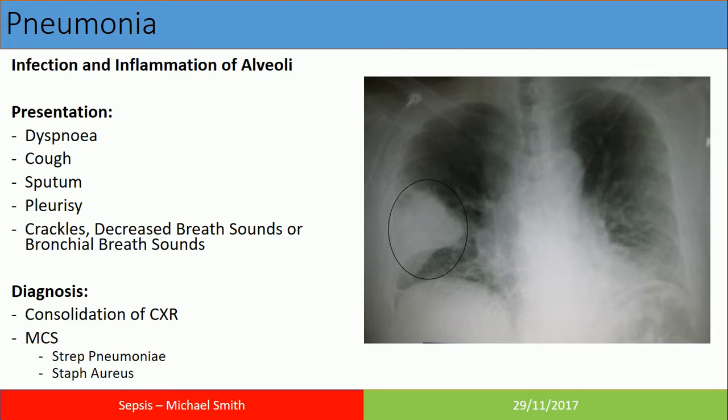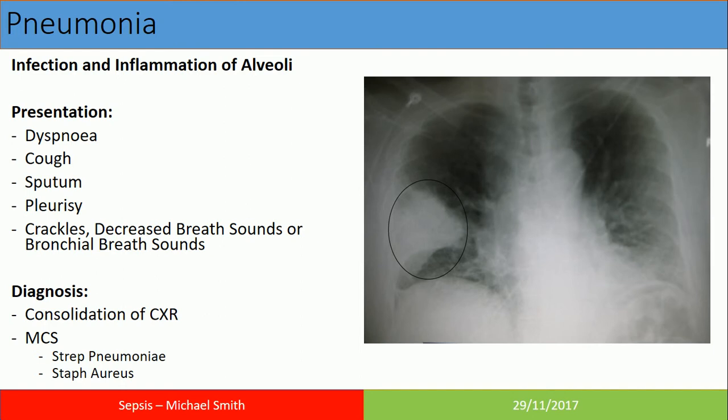You then will typically do a chest x-ray, and when you do a chest x-ray of a patient with pneumonia, you're very likely to see consolidation. If you have a look at this x-ray on the right-hand side of the screen, you can see that the lung fields are clear for the most part, apart from this circled area, which is showing some opacity, and this is called consolidation. That means that that lobe, being the right middle lobe here, is likely affected by pneumonia.